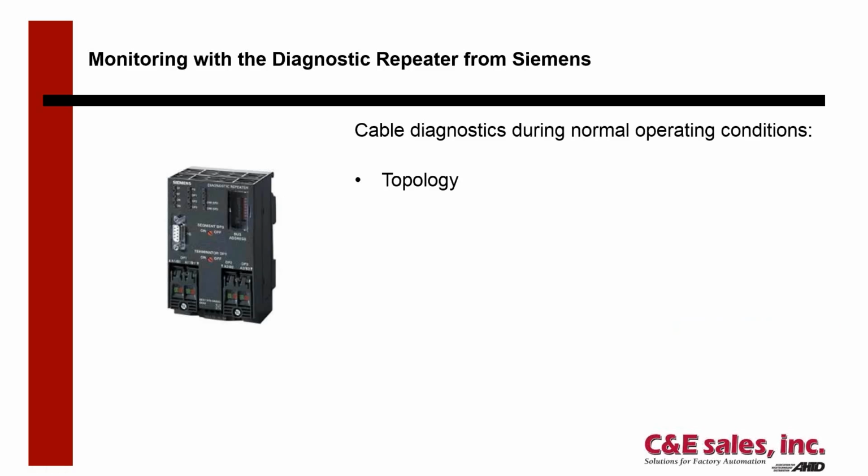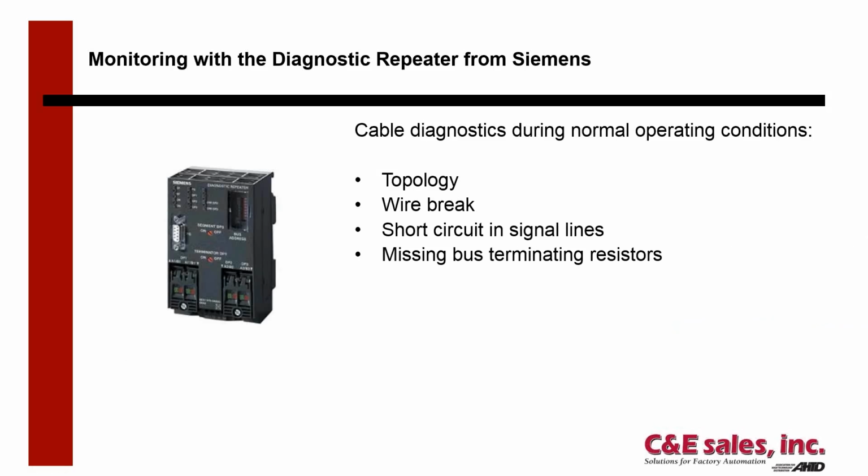So what can it tell us? It can tell us topology. It can tell us when there's a wire break. It can tell us when there's a short circuit in the signal lines. It can tell us if we're missing bus terminating resistors. And it can determine the location of that fault. Now that fault location is not going to come back in meters or whatever. Basically, it's going to say, hey, the fault exists between these two nodes. So you kind of have to do a little detective work still, but it gets you in the ballpark.